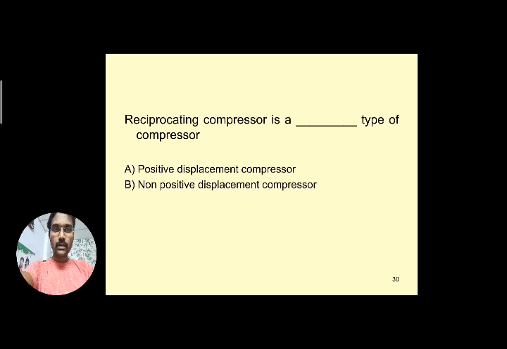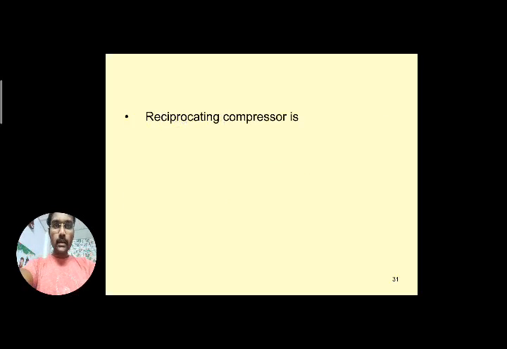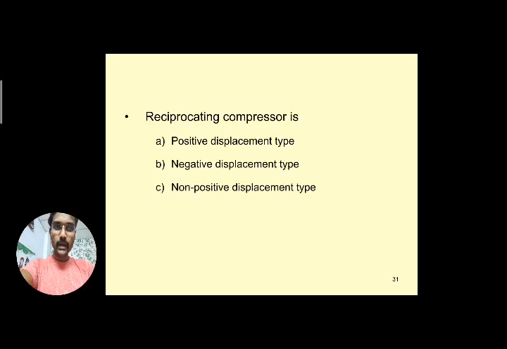And the second option is non-positive displacement. No, it is wrong. And third, none of the above. And the answer is, it is a positive displacement compressor. The answer is right. Next, reciprocating compressor is the first one, positive displacement type, negative displacement, non-positive, and none. Answer again the same thing, it's a positive displacement.